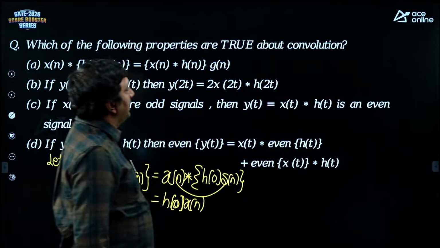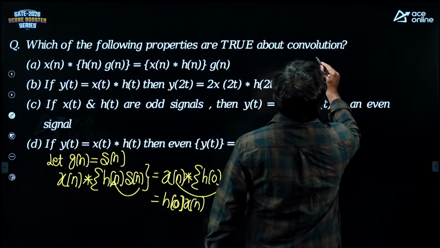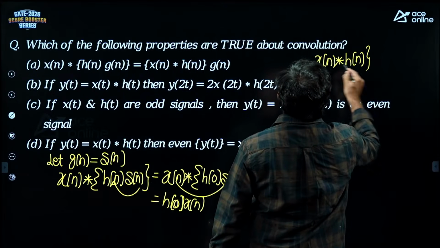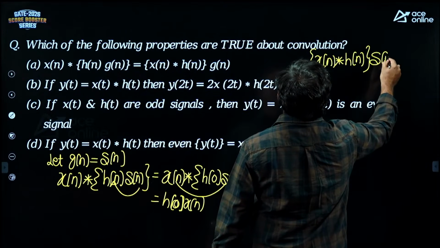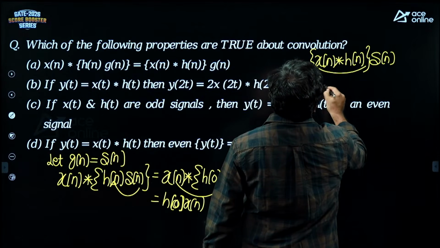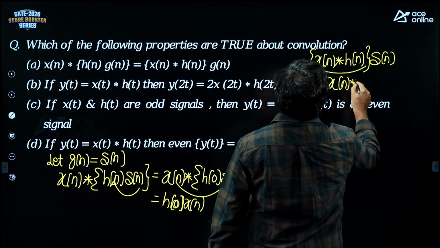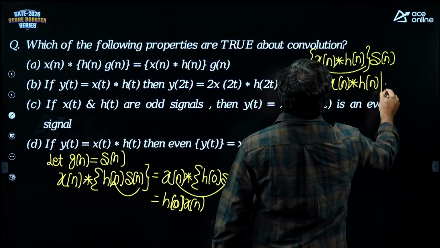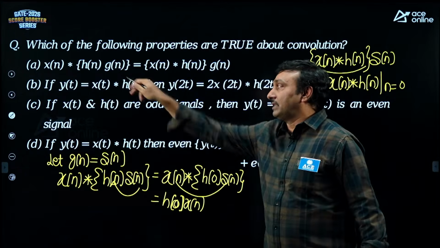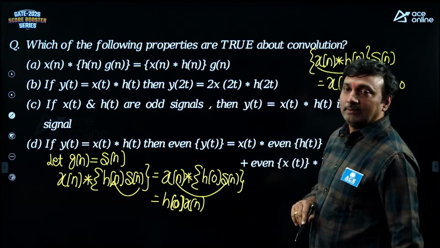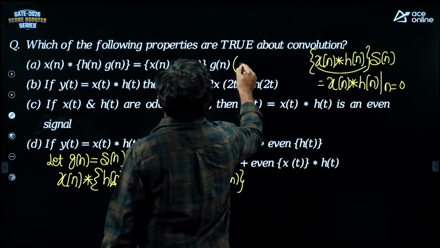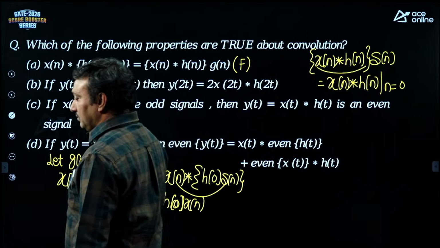What is the right side expression given? x n convolved with h n times del n. What are we assuming g n to be? Indirectly, this result we have to check at the origin: x n convolved with h n observed at n equals 0. What is the left side answer we got? h 0 times x n. What is the right side answer we got? x n convolved with h n at the origin. They are not equal. False.